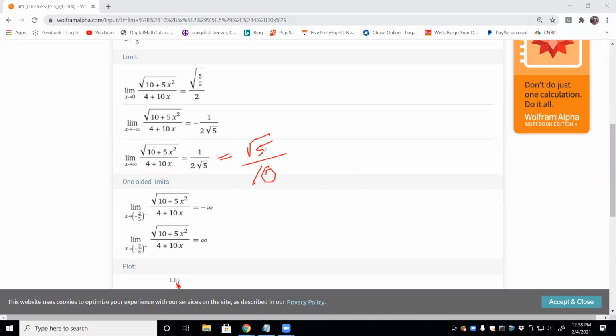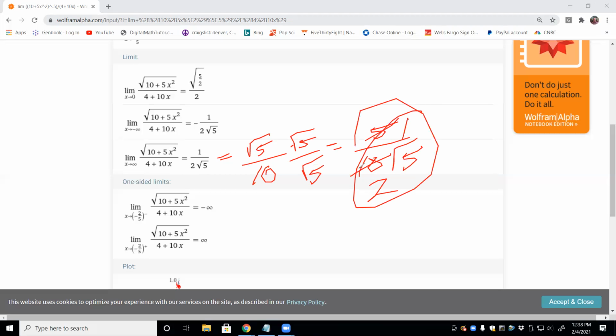Notice that mine is rationalized and theirs is not. But if I multiply my answer by square root of 5 over square root of 5, we get 5 over 10 square root of 5, and then that becomes 1, and that becomes 2. So we did get the right answer.